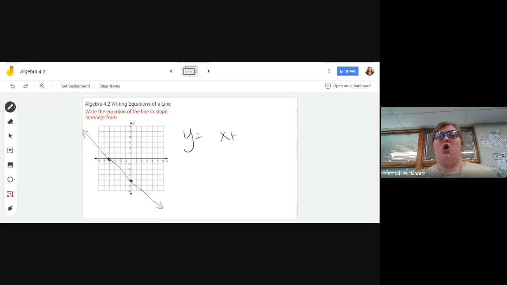Okay, so I just launched a poll for this. So click which answer you think is correct for what the equation of this line is. Is it y equals 1x minus 4 or y equals -1x minus 4?